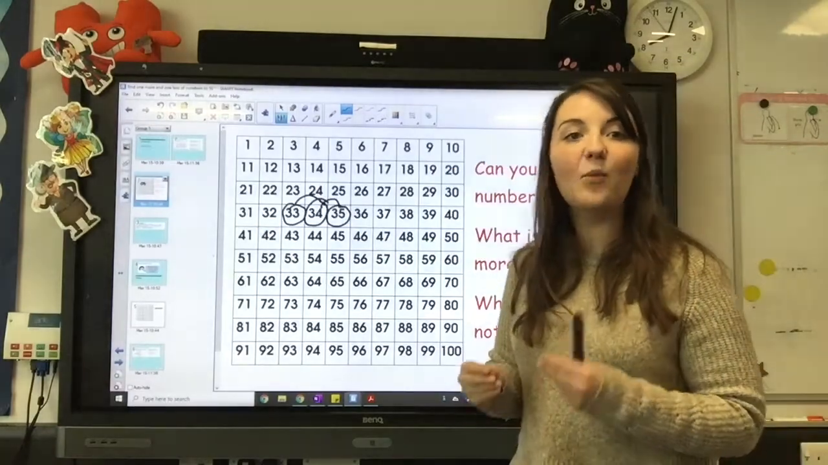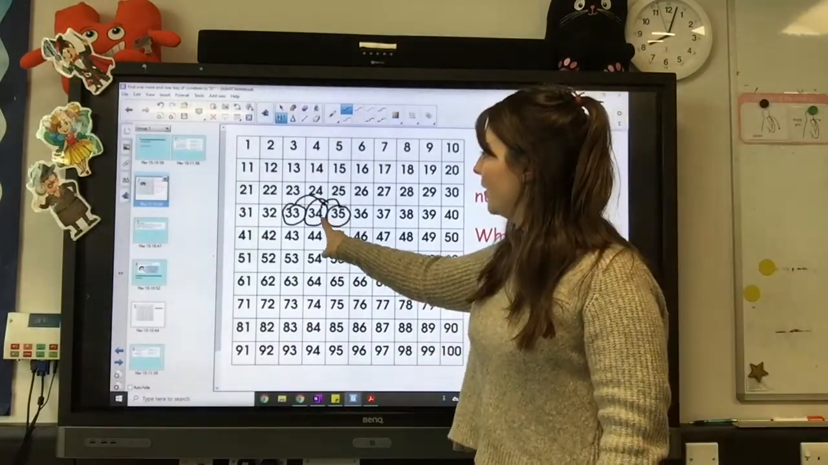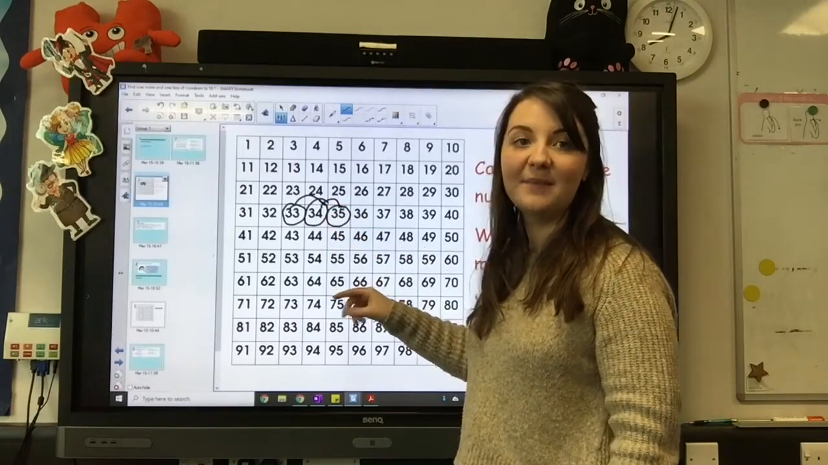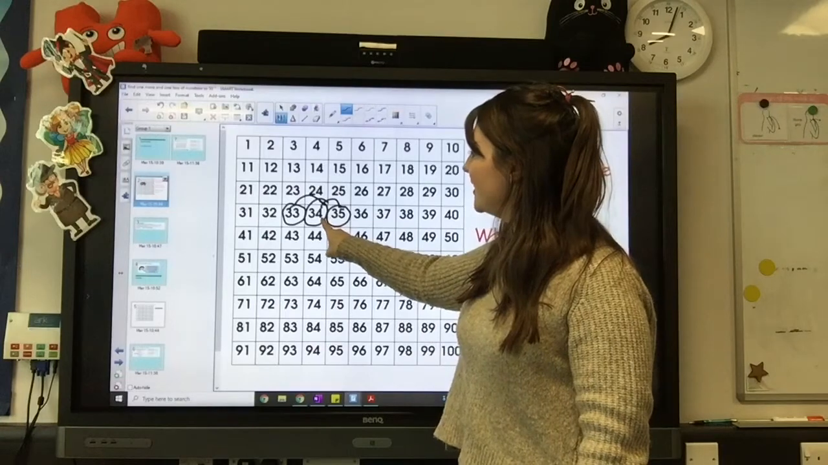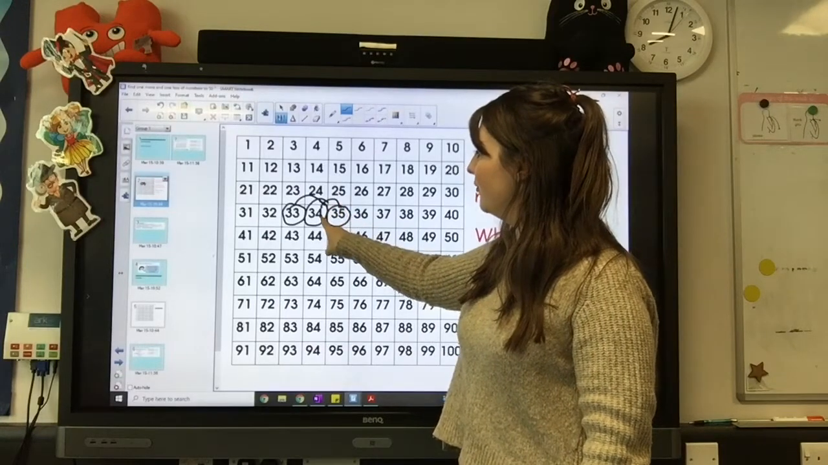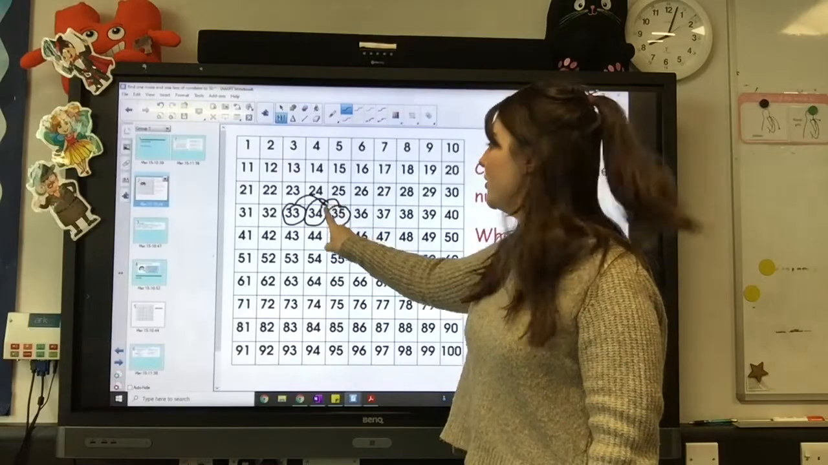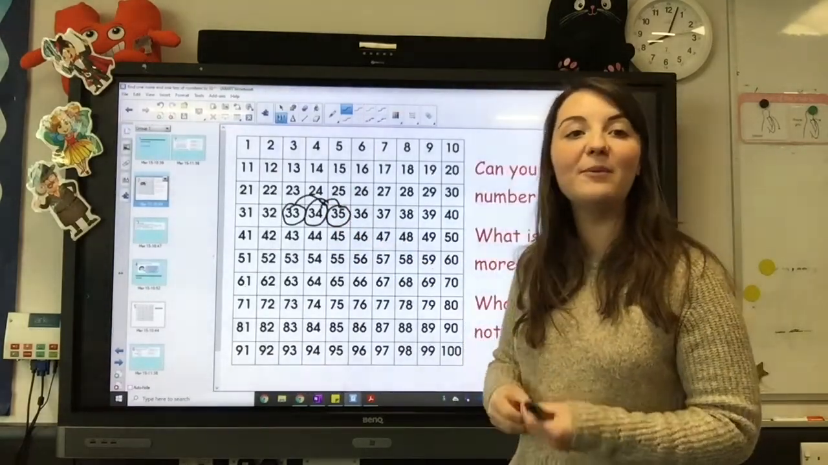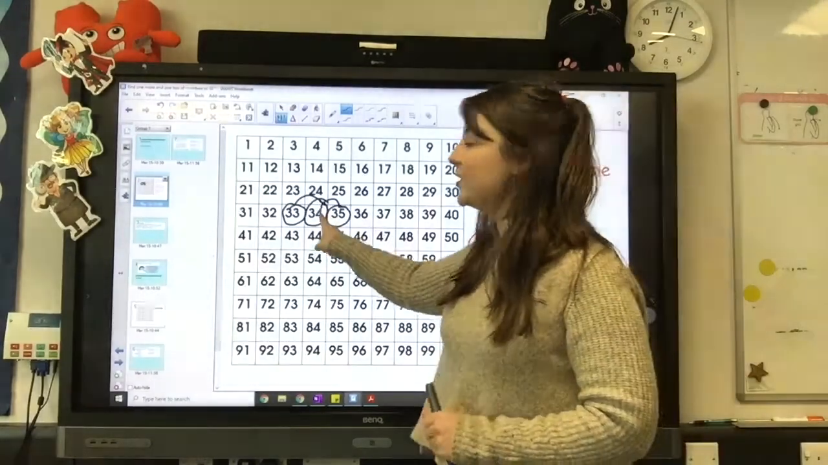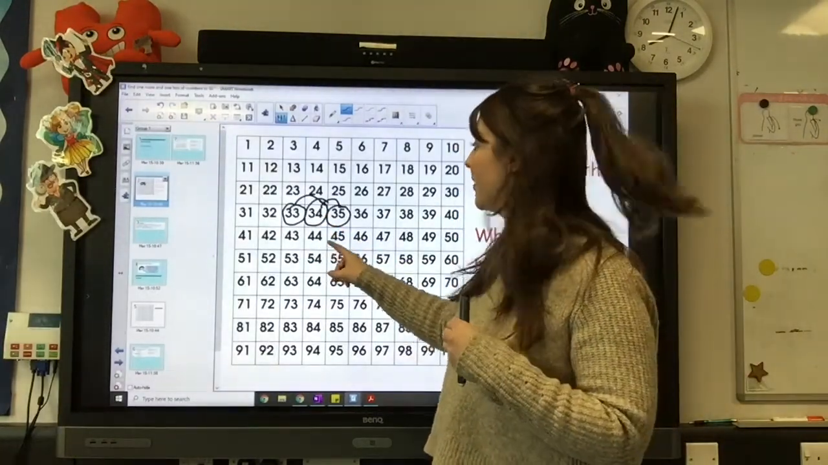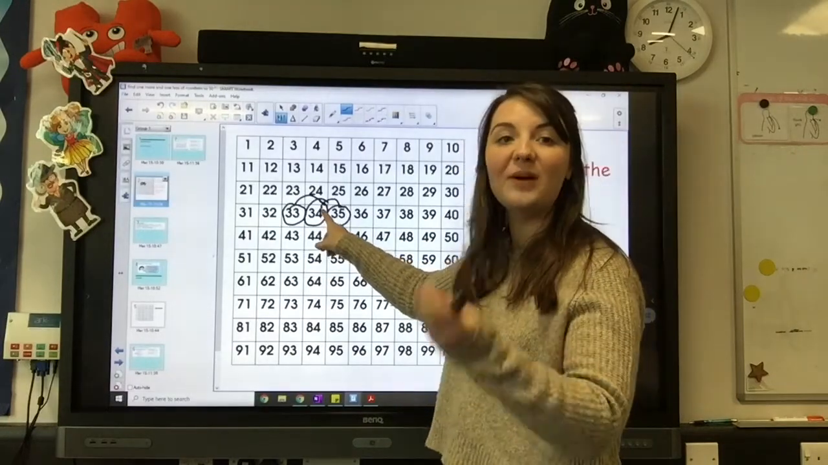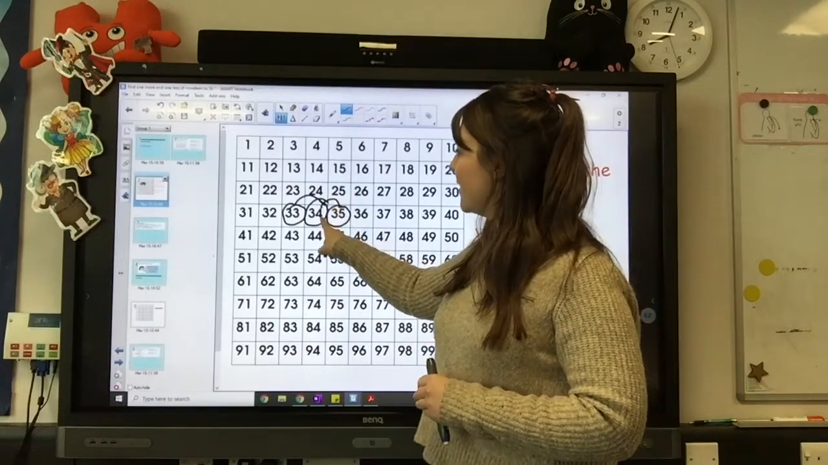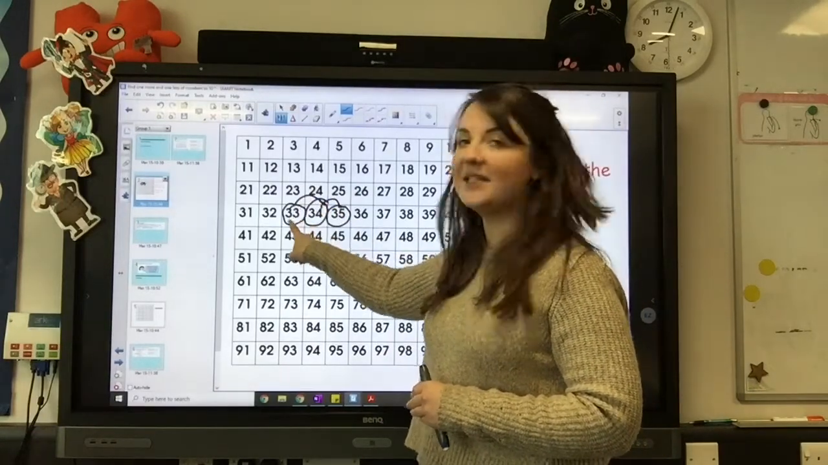Now you can see that when I added one more, the ones column changed. So the tens column stayed the same. We still have 3 tens, but we've added one more to our ones column. 4 add 1 is 5. So 34 add 1 is 35. And again, when we were finding one less, we have subtracted 1 from our ones column. So we did have 4 ones. We've taken 1 away. Now we have 3 ones. So 34 subtract 1 is 33.